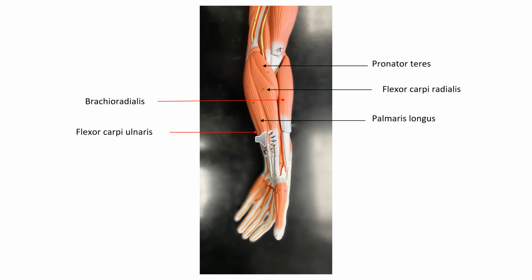This is the flexor carpi radialis. Its main actions are to flex and abduct the hand at the wrist. This is the palmaris longus. Its main actions are to flex the hand at the wrist and tense the palmar aponeurosis. This is the flexor carpi ulnaris muscle. Its main actions are to flex and adduct the hand at the wrist.